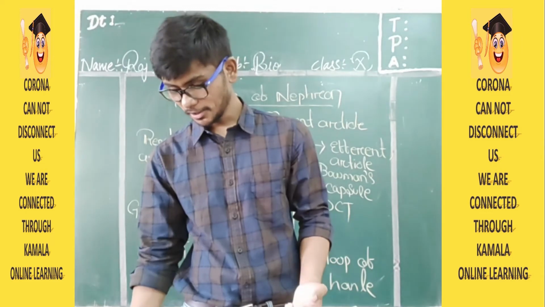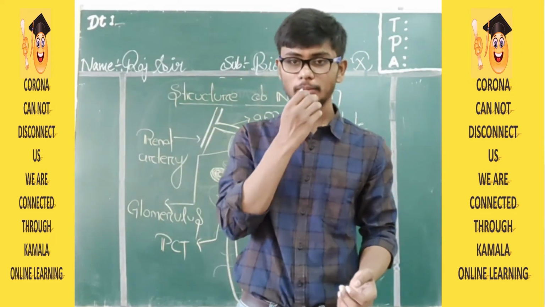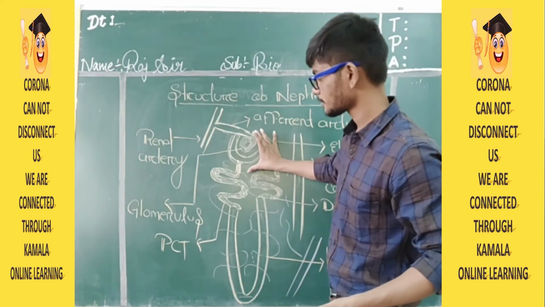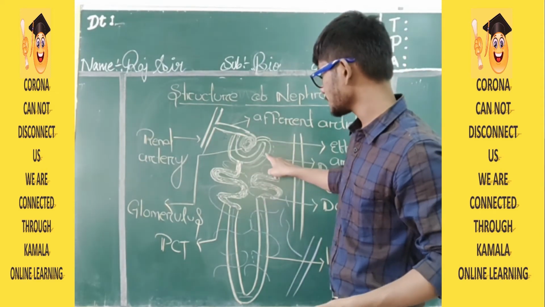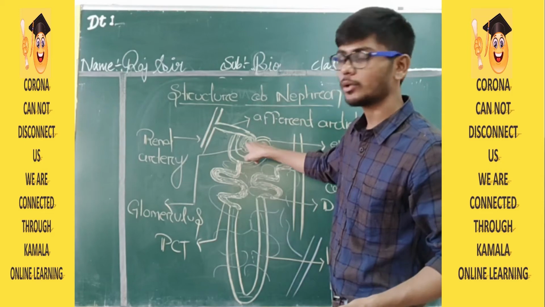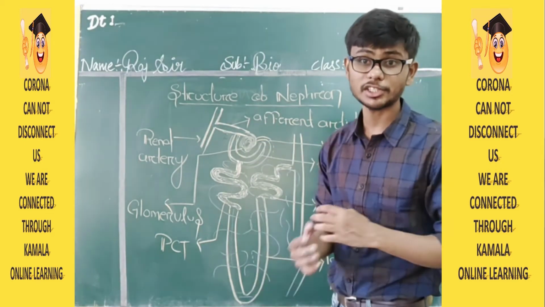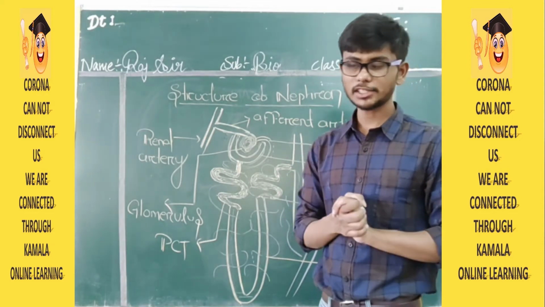Now listen for the explanation. As you can see, this is the Malpighian body. Bowman's capsule along with your glomerulus is called the Malpighian body, or you can say the main filtration unit.